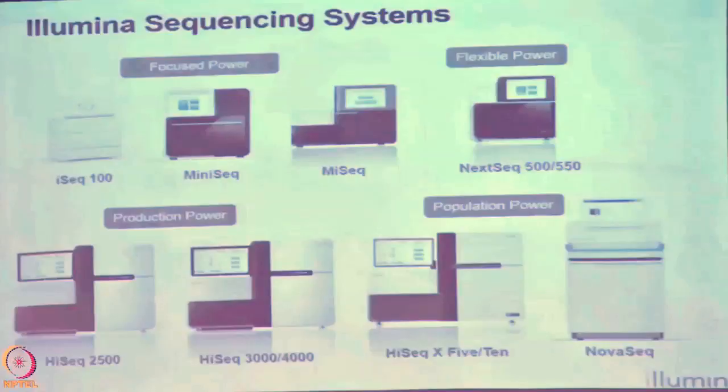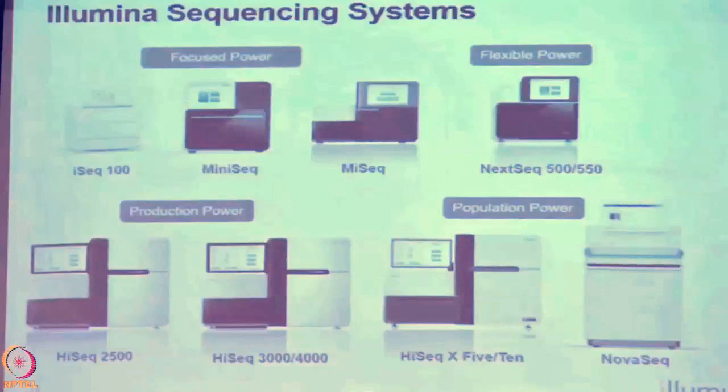NovaSeq generates like 6 TB data, meaning 6,000 GB data. That means you can do around 500 exomes, 2400 genomes in one run. So the capacity of sequencing is really increased by the Illumina technology, right? I think none of the other platforms, any player, can do this much data generation, like 6 TB data. And this type of sequencer like NovaSeq really helps the community for cancer care because you need to do very deep sequencing to see that variant, right?